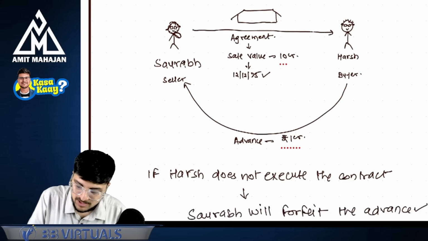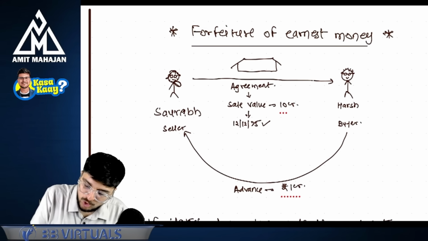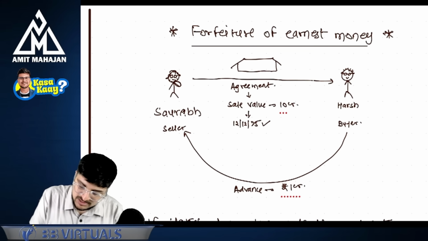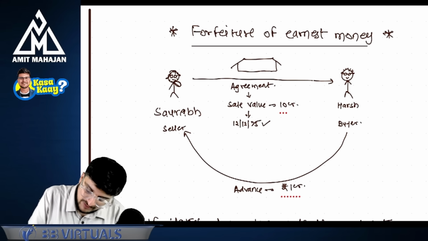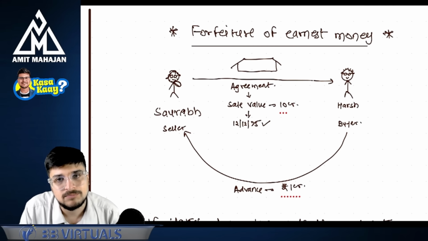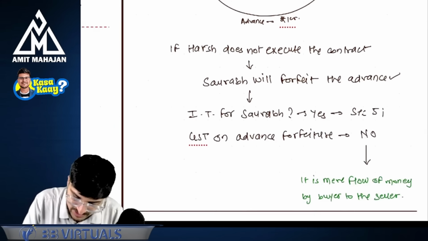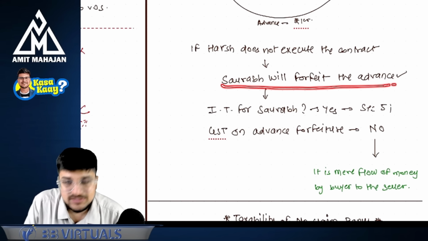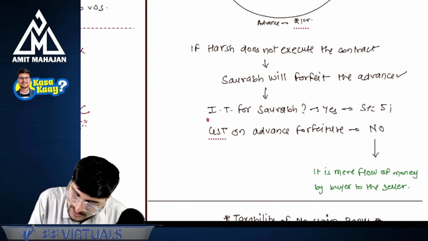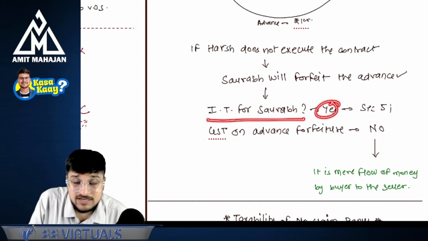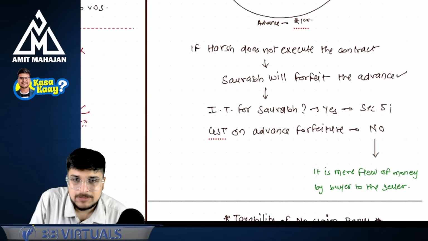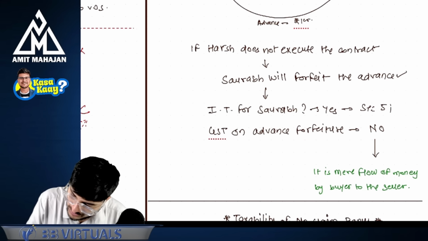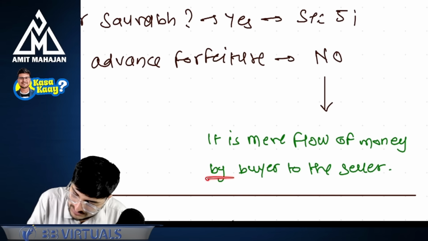It will not be taxable. Why? Because it is a mere flow of money from the buyer to the seller. There is nothing which is flowing from Saurabh to Harsh. There is only a one-way flow of money from Harsh to Saurabh, and that's why it will not be taxable. See here, if Harsh does not execute the contract, Saurabh will forfeit the advance. Income tax for Saurabh, yes, it will be taxable under section 51. What will be the GST liability on advance money forfeiture? The answer is no, because it is a mere flow of money from the buyer to the seller.